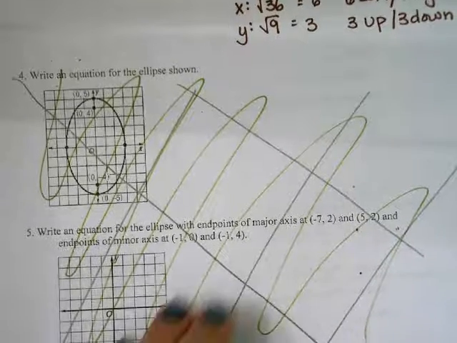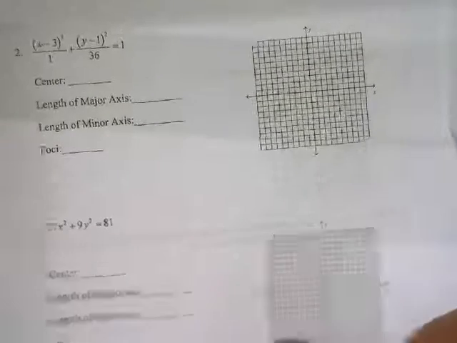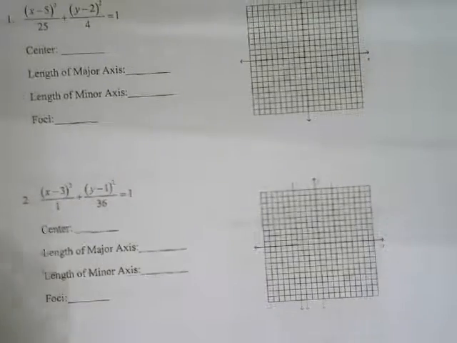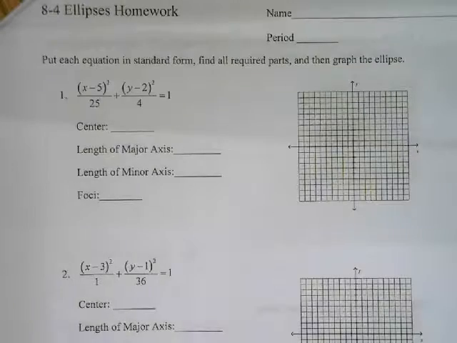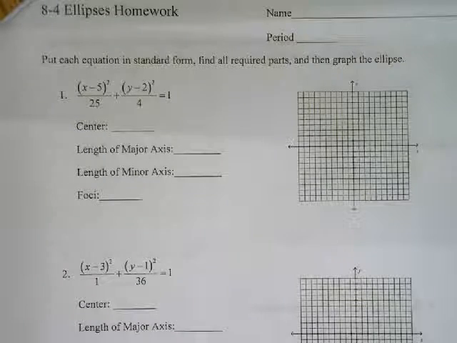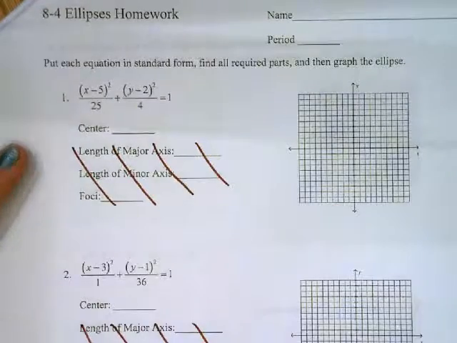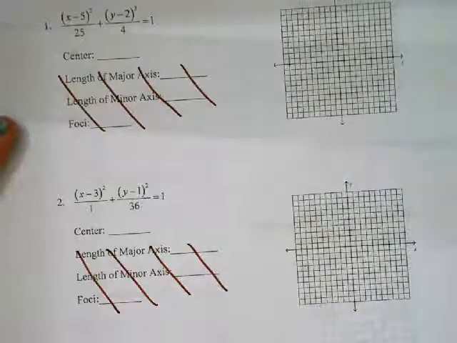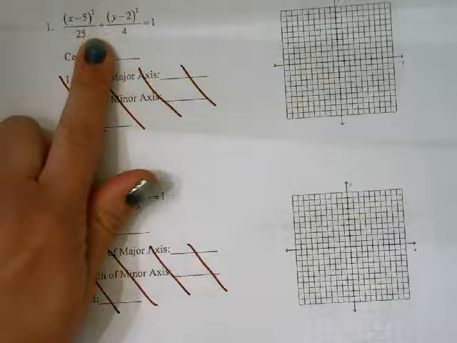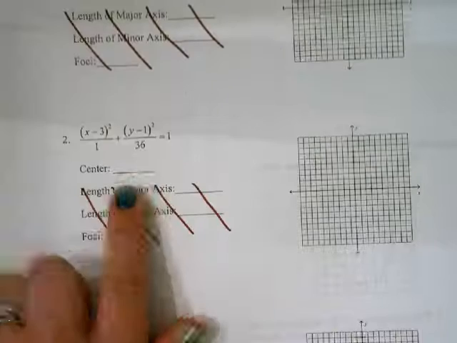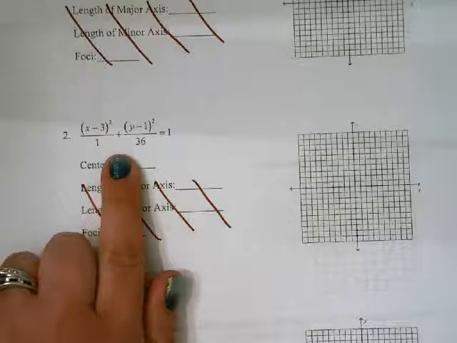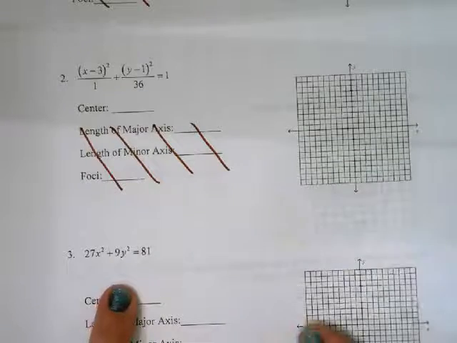Okay, then let's turn the page and look at your worksheet because I want to make it easier for you. The only thing I want you to do with these guys is to tell me the center and to graph them. So you don't have to do any of this major minor axis stuff. All you have to do is find the center and then graph it. So number 1, he's in the right form. Tell me the center, graph it. Number 2, he's in the right form. Center, graph it.